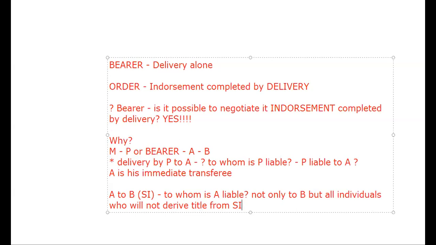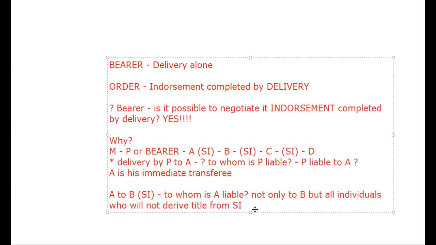So, anong ibig kong sabihin doon? Kung si A to B is special endorsement, then ganito na lang. A to B is through special endorsement. So A specially endorsed that to B. O, ganyan na lang para makita ninyo. And then B, again, specially endorsed that to C. And then C specially endorsed that, again, to D. Then in that situation, kanino ngayon liable si A? Yung unang special endorser. Sabi natin, A is liable not only to B, but all individuals who will now derive their title from the special endorsement.